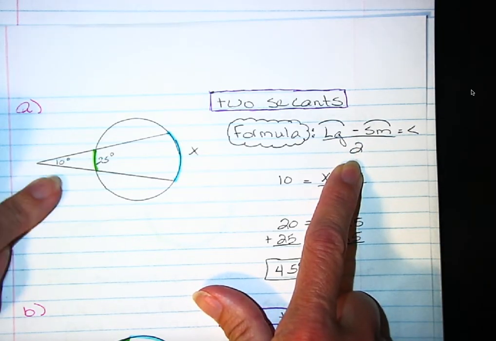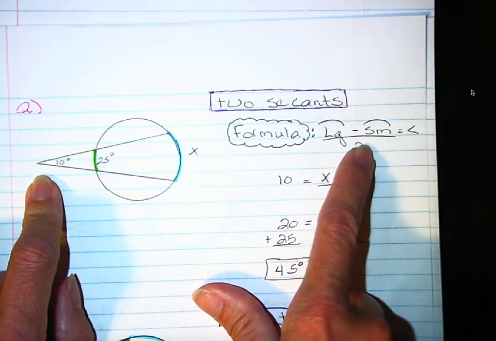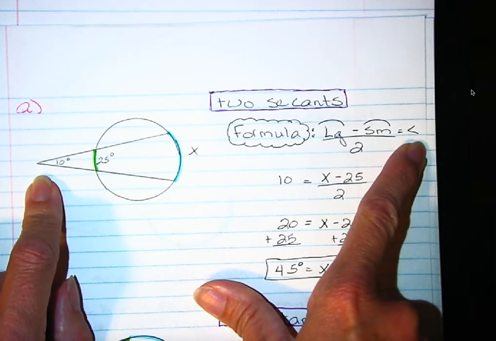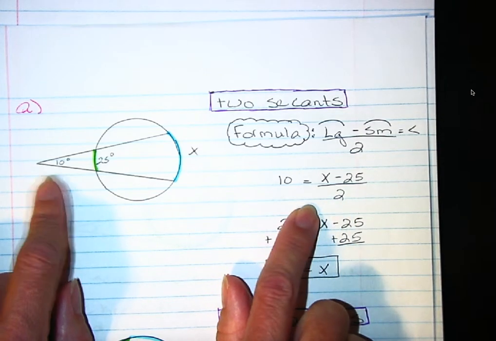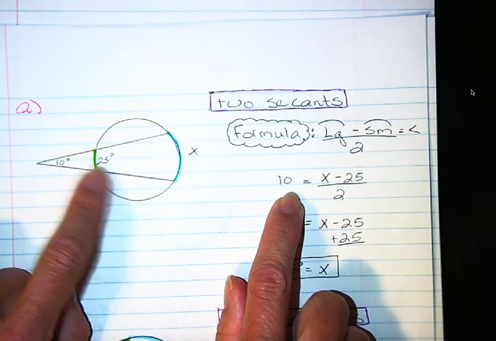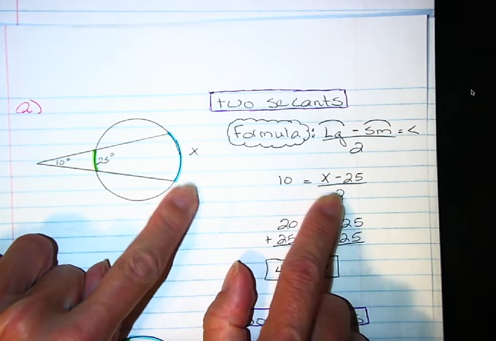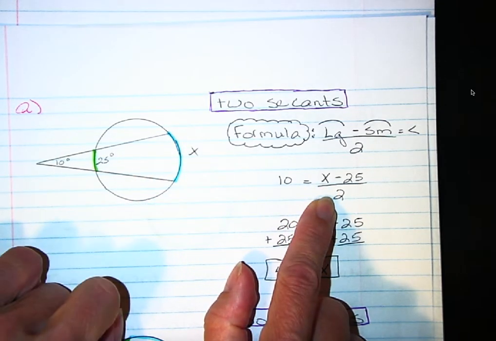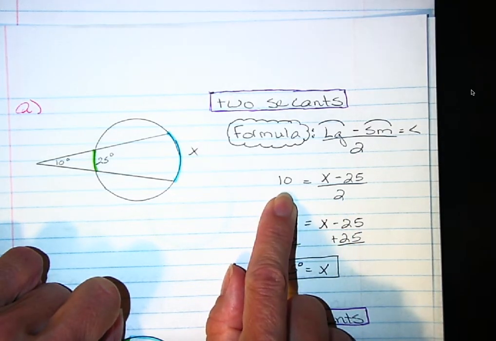Okay, so in this one, just like in the chord one, you need 3 pieces of information. You need a large arc, a small arc, and an angle. Generally, they will give you 2 pieces of information, and you're looking for the third. So if I look at this one, they're giving me the angle, which is 10. They're giving me the smaller arc, which is 25, and I'm looking for the larger arc, which is x. So I'm going to plug that information into the formula. X minus 25 divided by 2 equals 10.